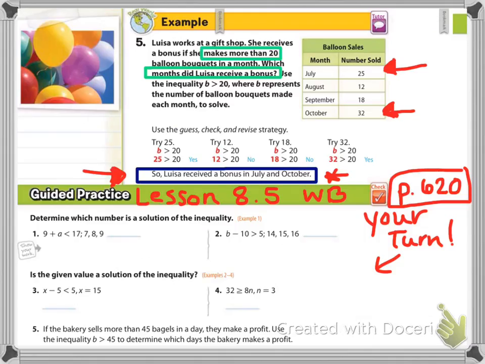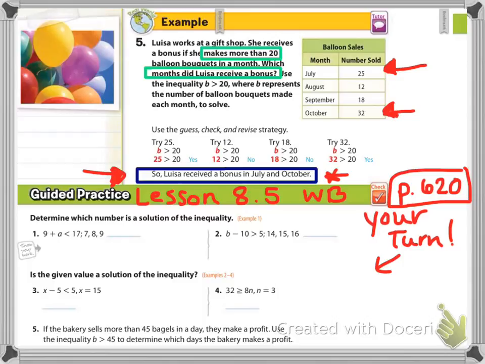Otherwise, pause. All right, so example 5. Louisa works at a gift shop. She receives a bonus if she makes more than 20 balloon bouquets. So notice I highlighted what is important. Which months did Louisa receive a bonus? Use the inequality B for balloon bouquets greater than 20 to see when she received the bonus.